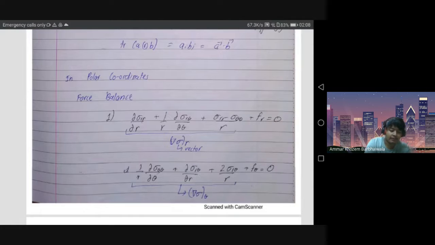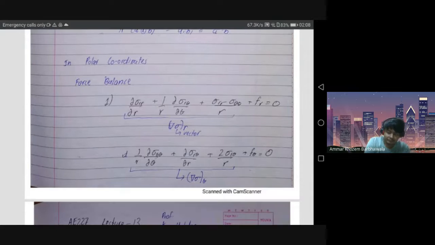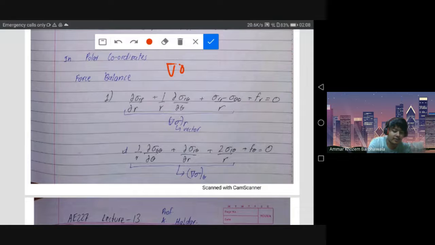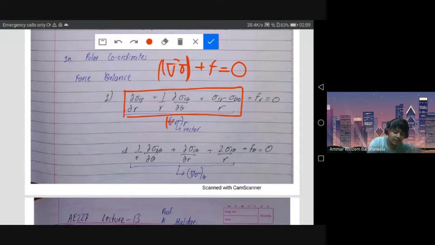Finally, for the radial coordinates, the derivation is not as such important, but do remember that we have the divergence of sigma plus f equals 0. Now this divergence of the stress tensor can be written in radial coordinates in this form. This is the r component of the divergence of sigma vector, and this is the theta component.